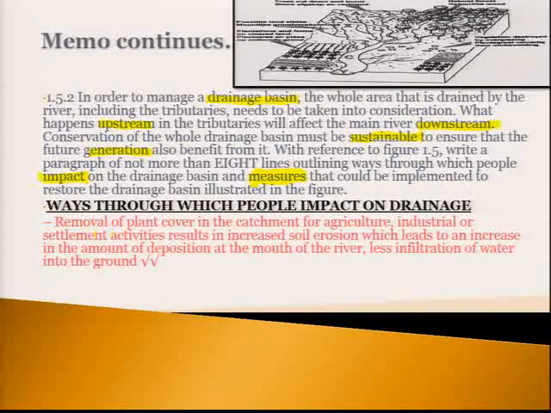Now the first one, ways through which people impact on this drainage basin, the negative part. Removal of plant cover. People deforest. Industrial and settlement activities result in an increase in what? In soil erosion, which leads to an increase in the amount of deposition at the mouth of the river. We said what occurs upstream will definitely have an impact on the downstream. Now, less infiltration of water will also occur.